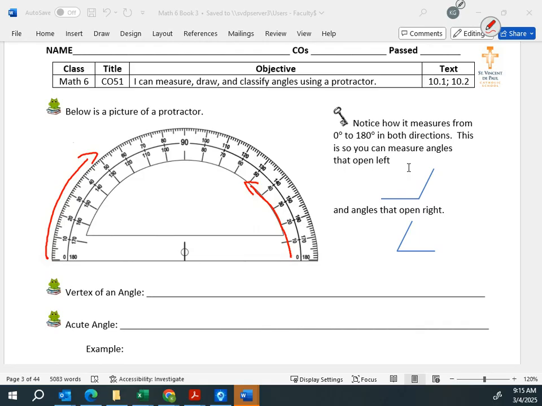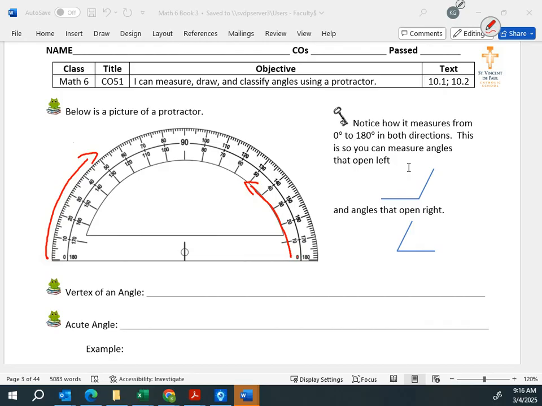So it depends on the direction of your angle if we're going to use the outside numbers or the inside numbers. What number do you think we always want to start with when we are measuring an angle? James? The 0. So we're always going to want to start with that 0 degrees. So we need to look to see which way our angle is going as to if we use the inside angles or the outside angles.